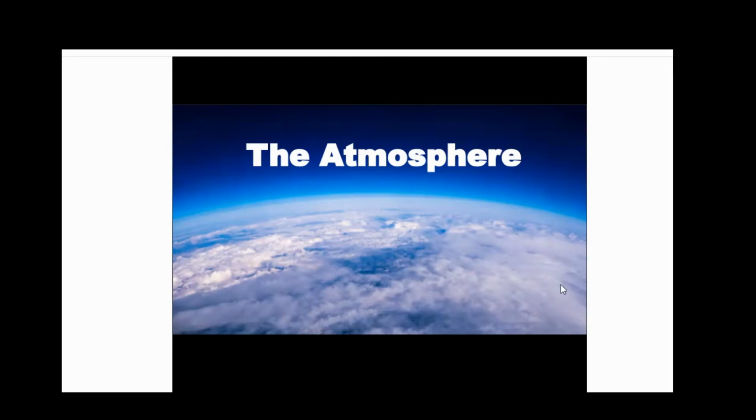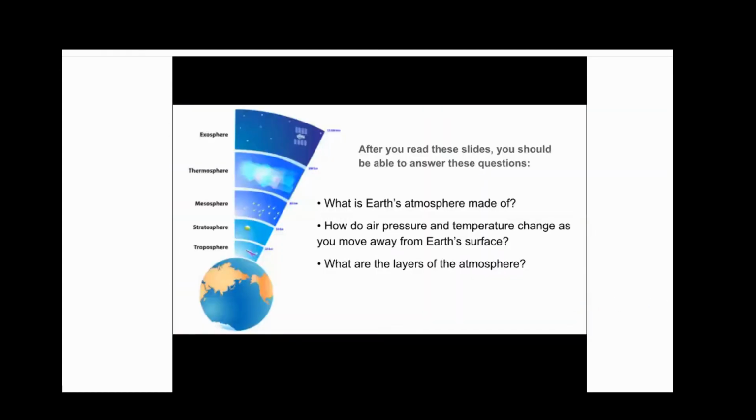All right, welcome back. Let's go ahead and dig into the atmosphere. So we're going to learn a couple of things today. You're going to be able to tell what the atmosphere is made of, how pressure and temperature change as you move away from the surface of the Earth, and what the layers of the atmosphere are. So this is a sketch of the layers of the atmosphere. You have these 4 main layers, and then the exosphere up here is going to be outer space. So we're going to talk about each of these layers individually.